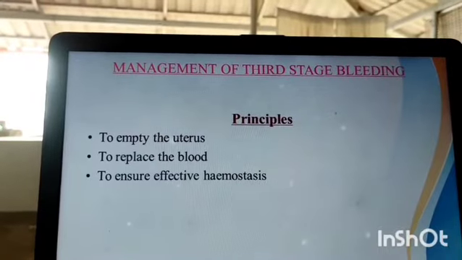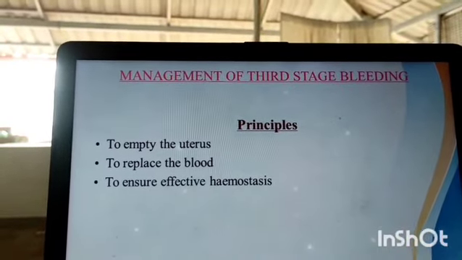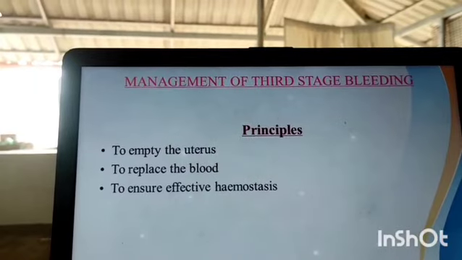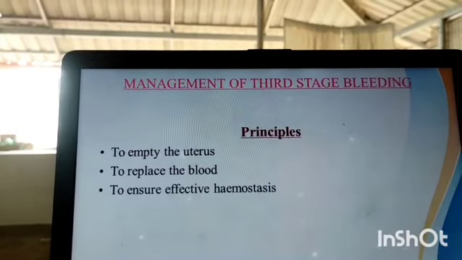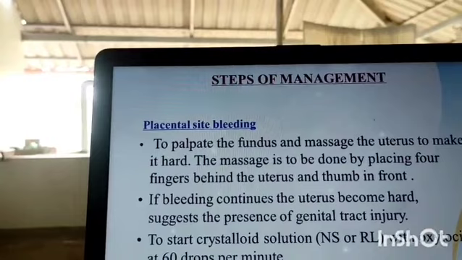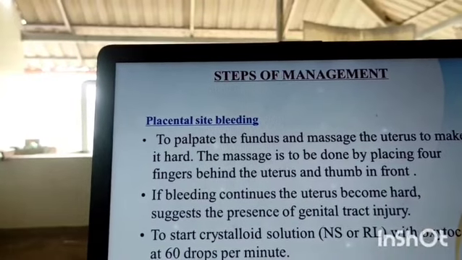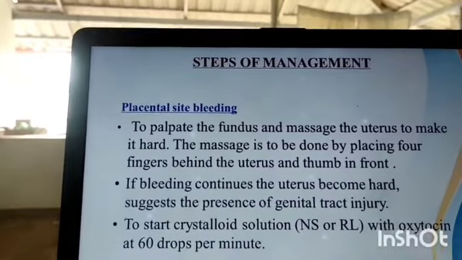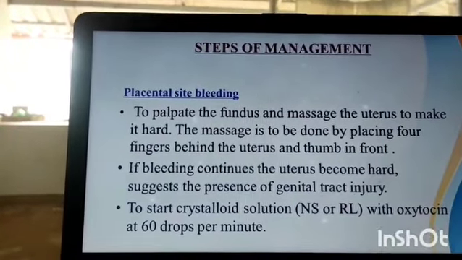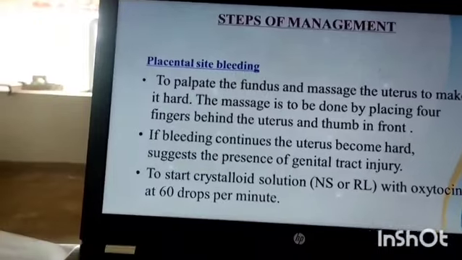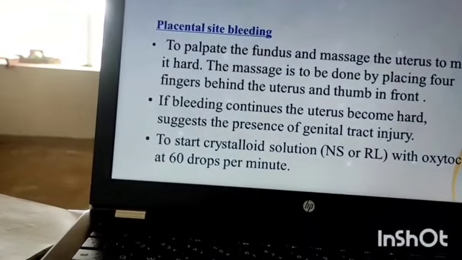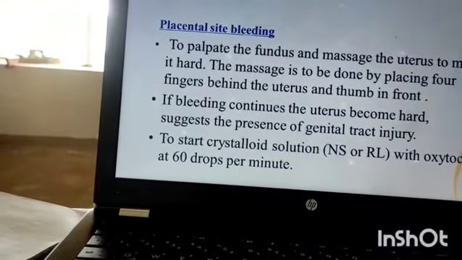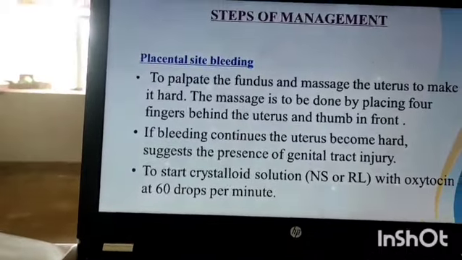After the delivery, we should empty the uterus. Then palpate the fundus as well as the uterus to make it hard. How to palpate the uterus? The massage is done by placing 4 fingers behind the uterus and the thumb in front. Then we should provide crystalloid NS or RL solution with oxytocin at 60 drops per minute.